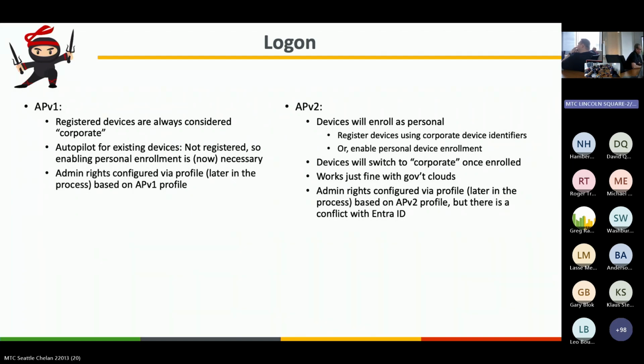There was an initial issue, I think it's been resolved since then, but you can configure admin rights for a machine in the Autopilot V2 profile and in Entra. And if those two don't match, the process blows up. So don't do that. If you're going to configure them in both places, make sure they have the same settings.